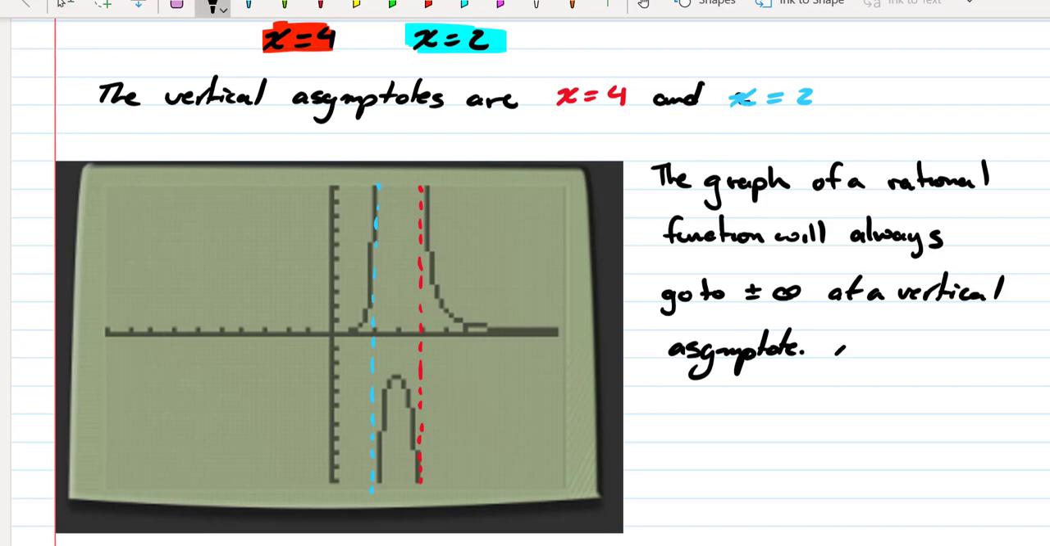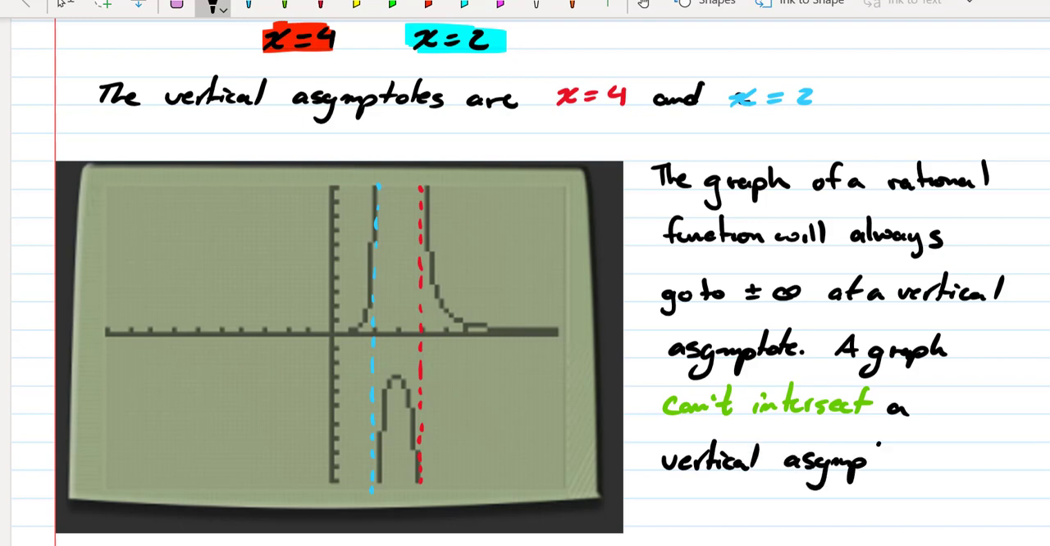It's also worth noting a graph can't intersect a vertical asymptote. So a graph also cannot intersect a vertical asymptote.